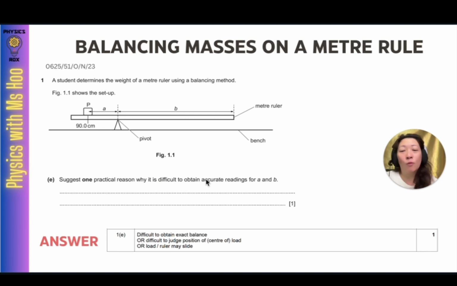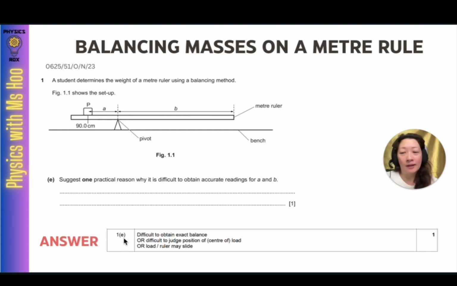So in this case, why it's difficult to obtain accurate readings is because if you had conducted this experiment in the lab before, you would know that it is virtually impossible to get the meter rule to be completely balanced and remain horizontal on the pivot. No matter how you place it, the meter rule is always going to be a little bit off balance.